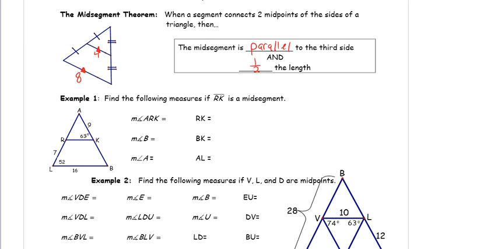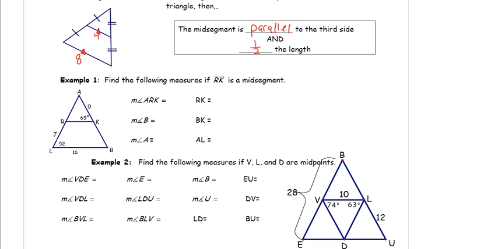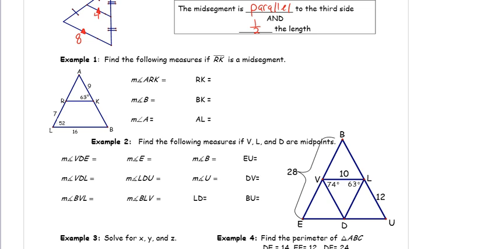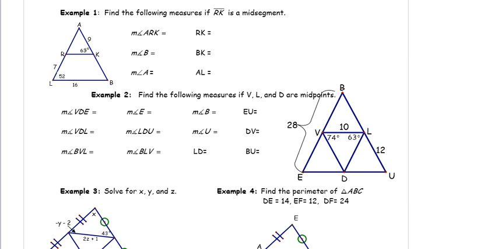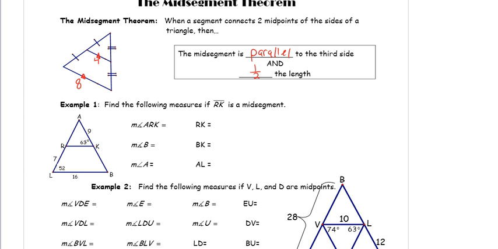If we look at some examples, I'm going to have you do a couple of these and I'm going to do a couple with you. Probably have you do one for the beginning of class. Example 1. Find the measure if RK is a mid-segment. Again, the easiest way to do this, instead of just trying to guess what's what, is to go ahead and mark everything. So you know that these are congruent. You know that these are congruent. You know that these are parallel. That's going to come in handy here in a second.